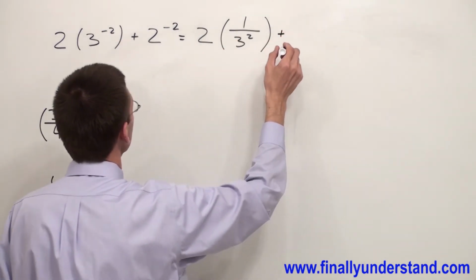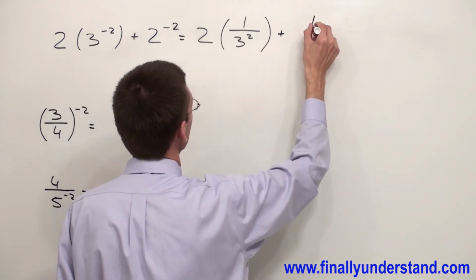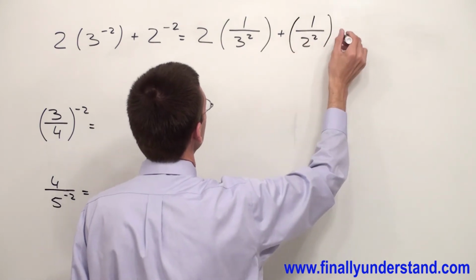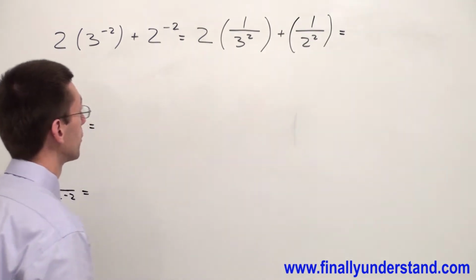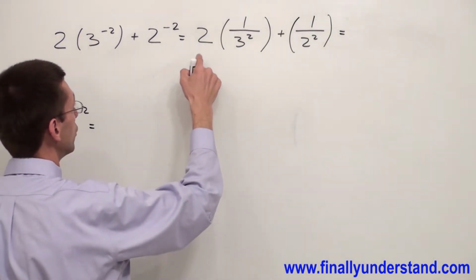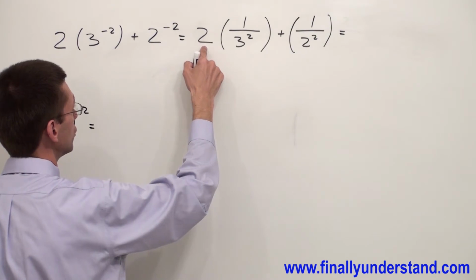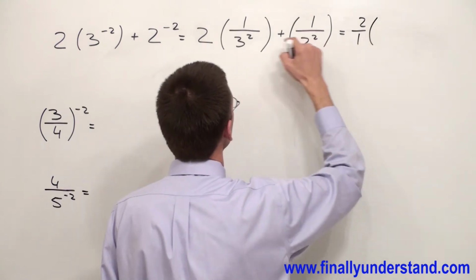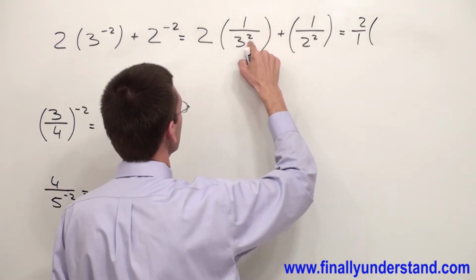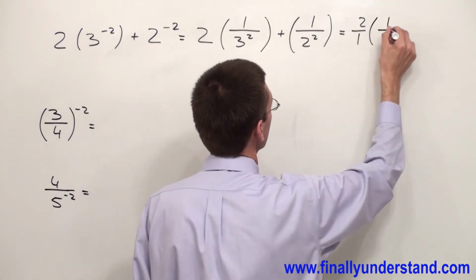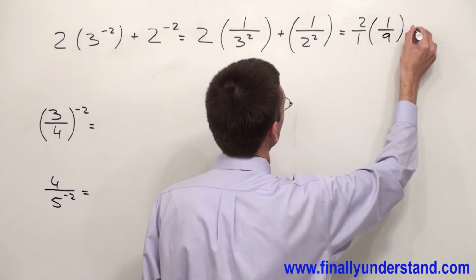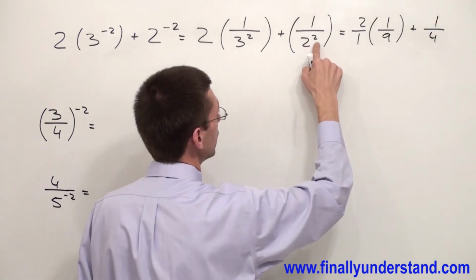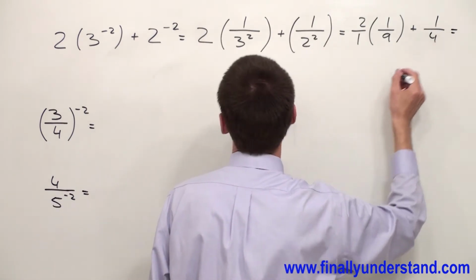Plus 2 to negative 2 is going to be 1 over 2 to the second power. Equals. Now, because I have 2 over here, I'm going to convert this 2 to fraction. Also, I'm going to write 2 over 1 times 1 over 3 to the second power. 3 to the second power is 9, so I have 1 over 9 plus 1 over 4, because 2 to the second power is equal 4. Equals.